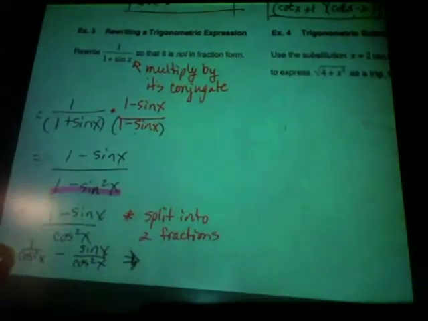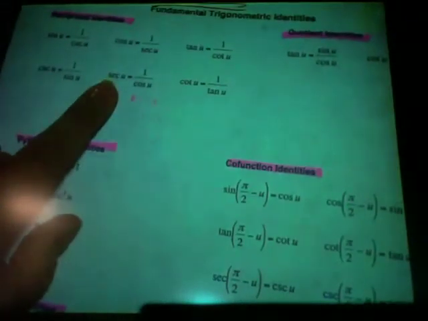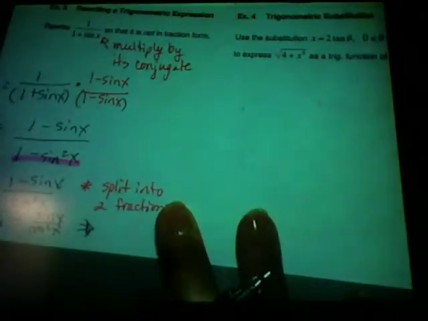What can I replace 1 over cosine squared of x with? Look on the other side. What's 1 over cosine of x equal to? It's equal to secant, right? So what do you think 1 over cosine squared of x is? Secant squared of x. So I can replace this right here. This is something new that you've learned with those. I can replace that with secant squared of x. Is that a fraction anymore? Nope.